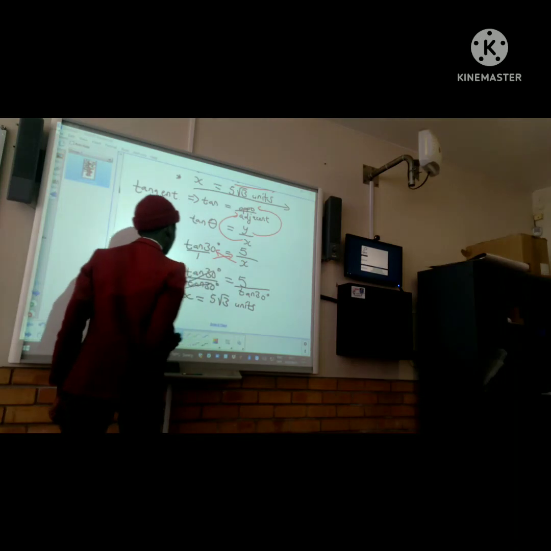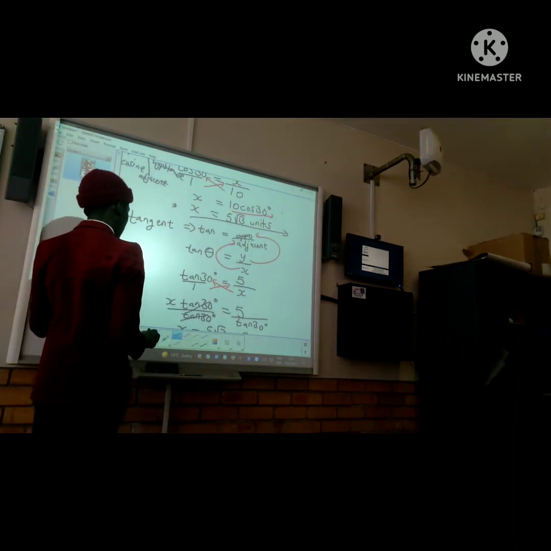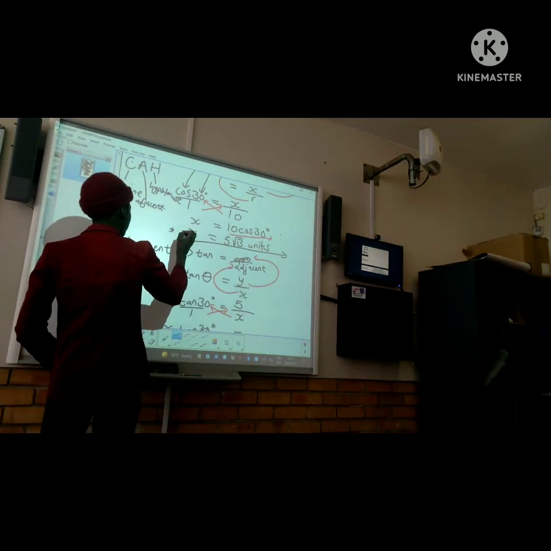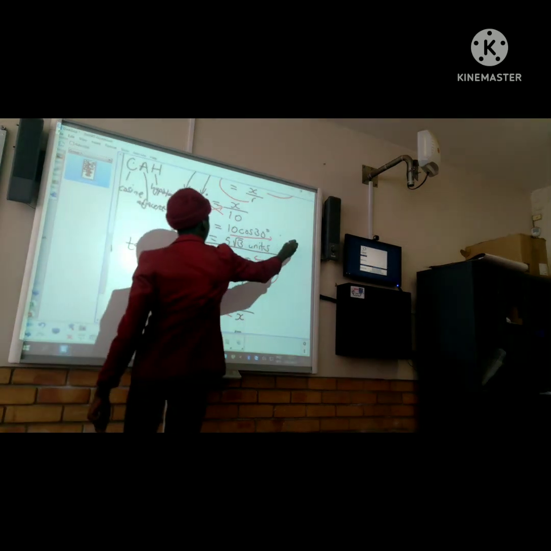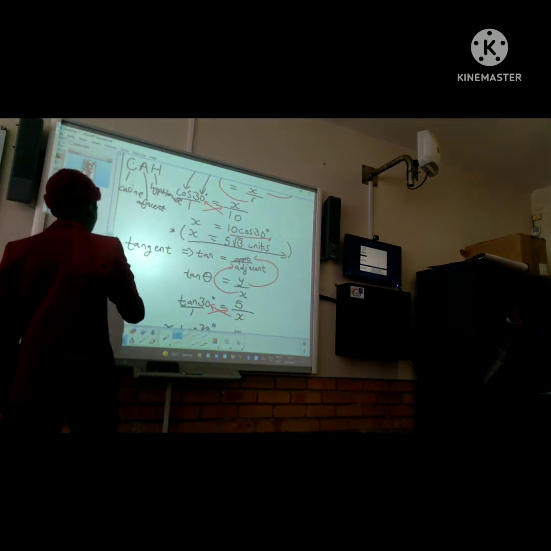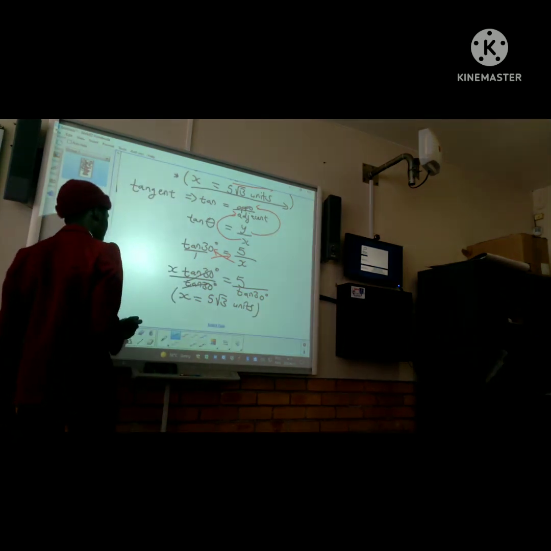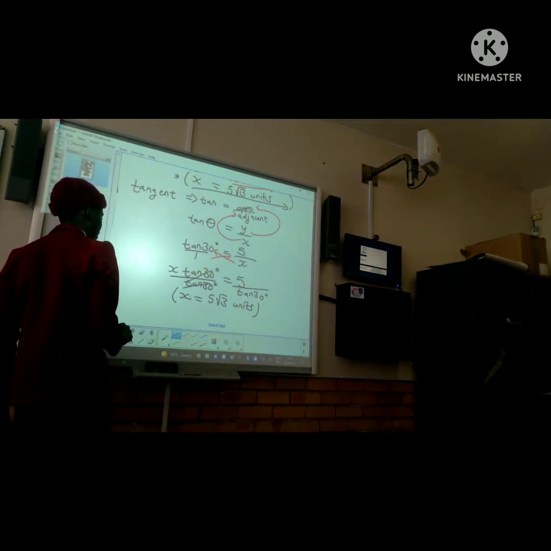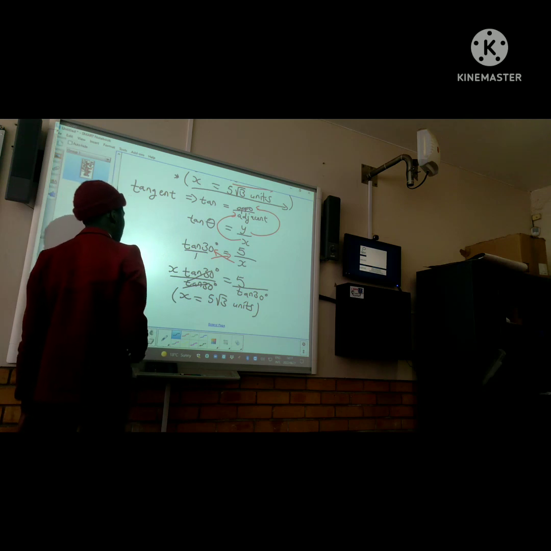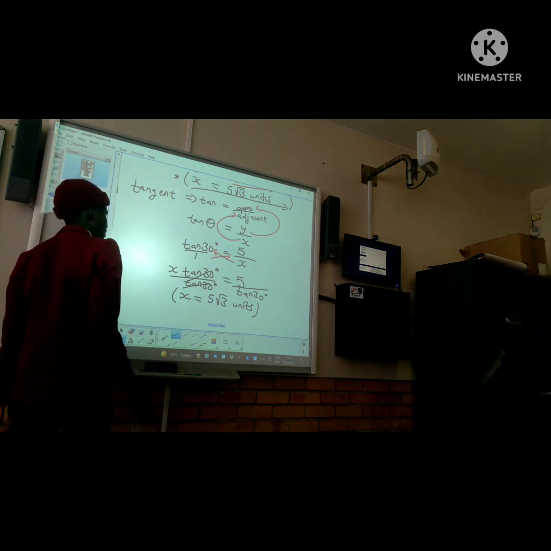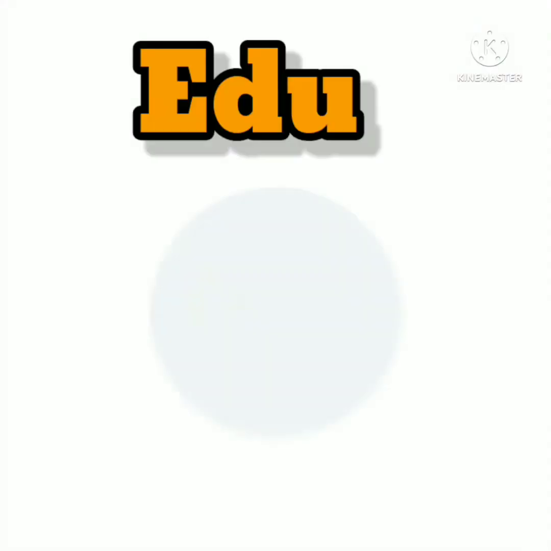Do you guys notice that the value of x there is the same as the value of x we calculated using cosine? This value of x is equal in magnitude with this value of x, which we have calculated using tangent. So this is how you use your trigonometric ratios to calculate using an angle.